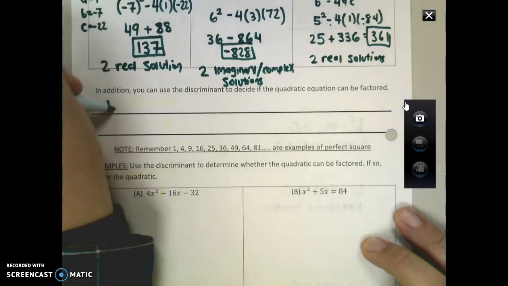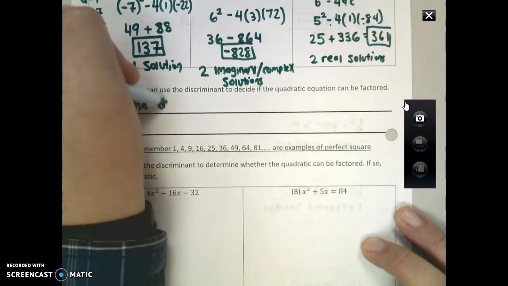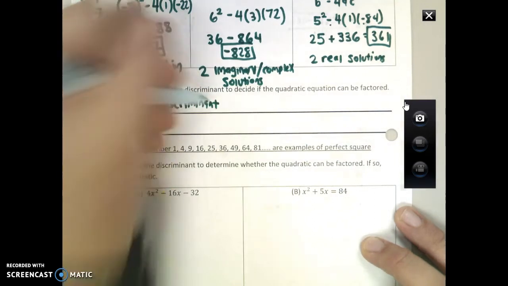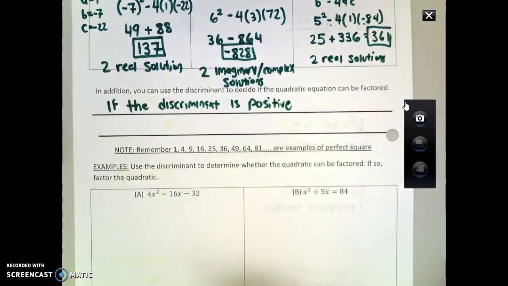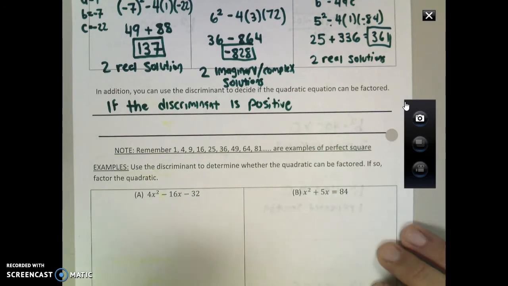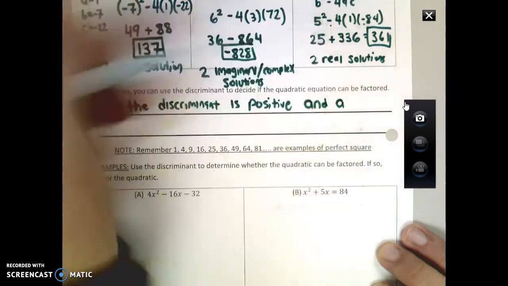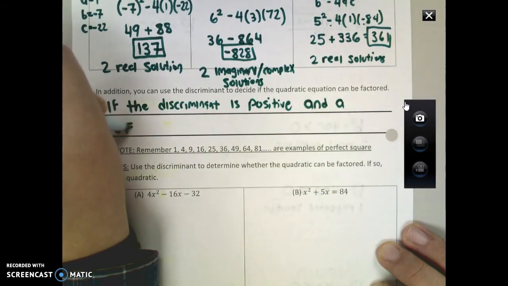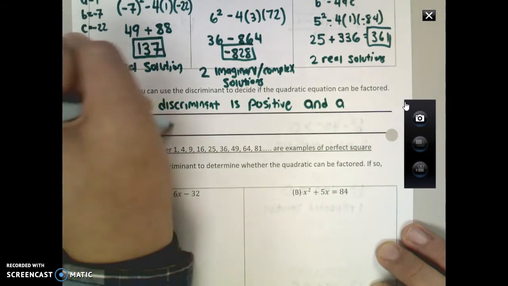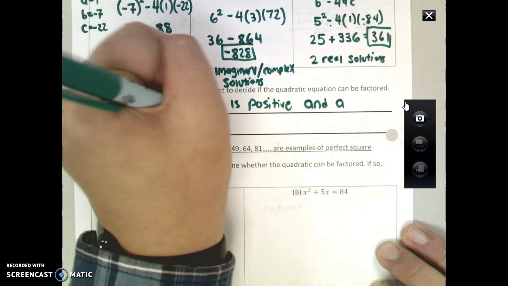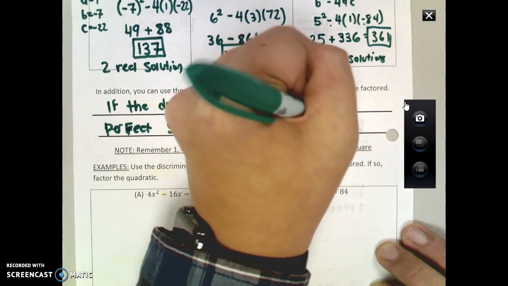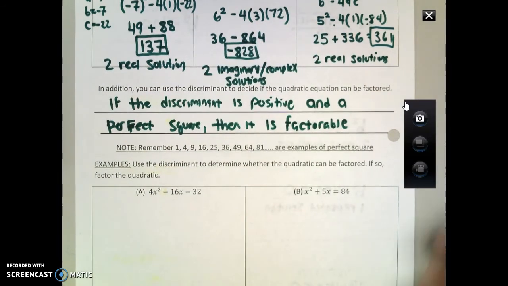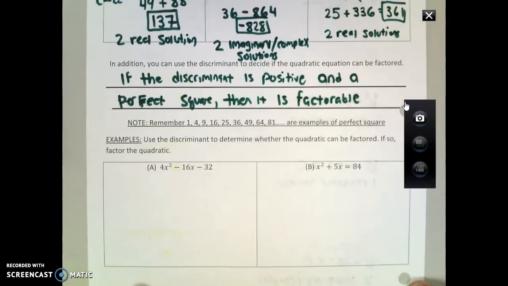So, if the discriminant is positive, and here's the kick: not only does it need to be positive, but the number needs to be a perfect square. So if the discriminant is positive and a perfect square, then it is factorable. Which means you wouldn't have to use the quadratic formula, you could just use the snowflake or asterisk method or whatever method you've learned to factor with.